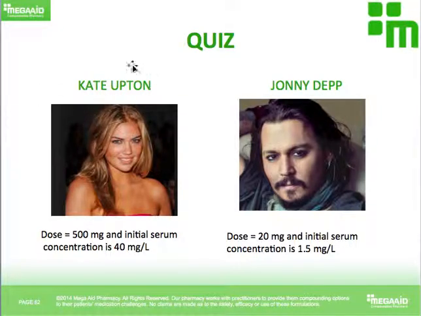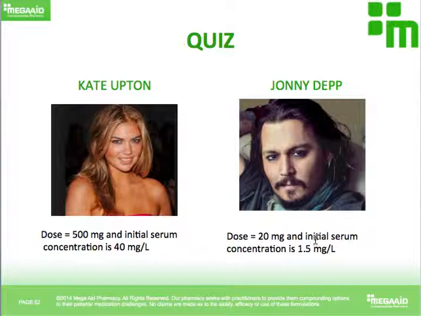So you have these two wonderful patients here. You have Kate and you have Johnny. And you have a dose of the drug that was given to both of them. So Kate was given 500 milligrams and Johnny was given 20 milligrams. Now we have their initial serum concentrations of the drug. So Kate measured up at 40 milligrams per liter and Johnny was at 1.5 milligrams per liter. So try and figure out which one of these patients will actually have a greater volume of distribution.